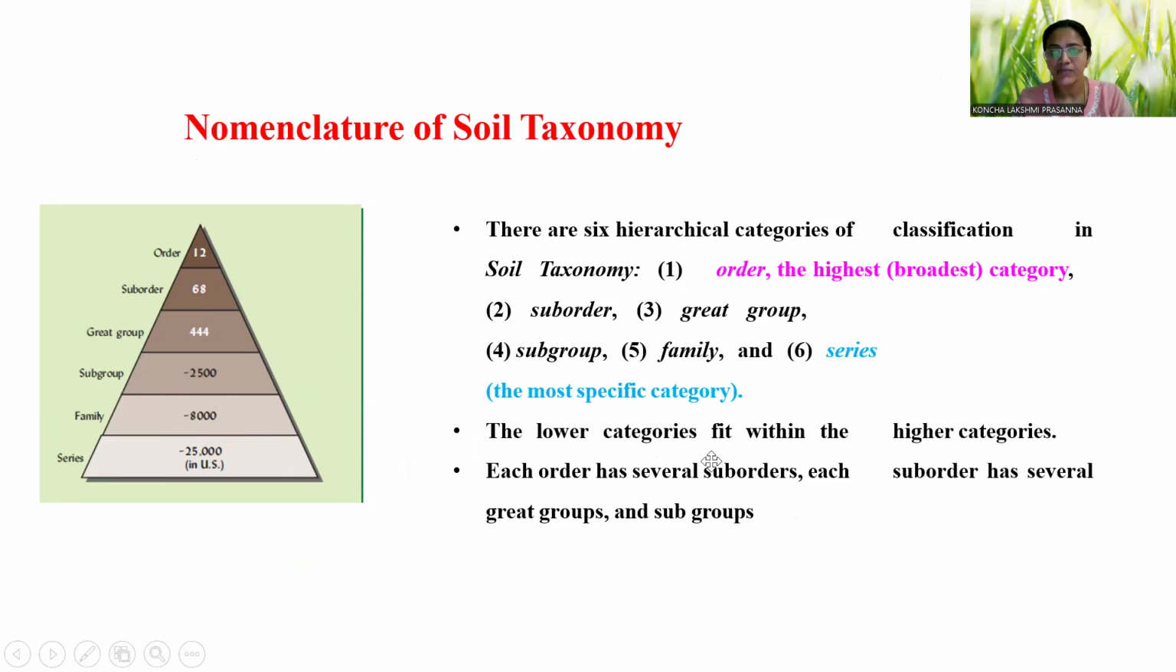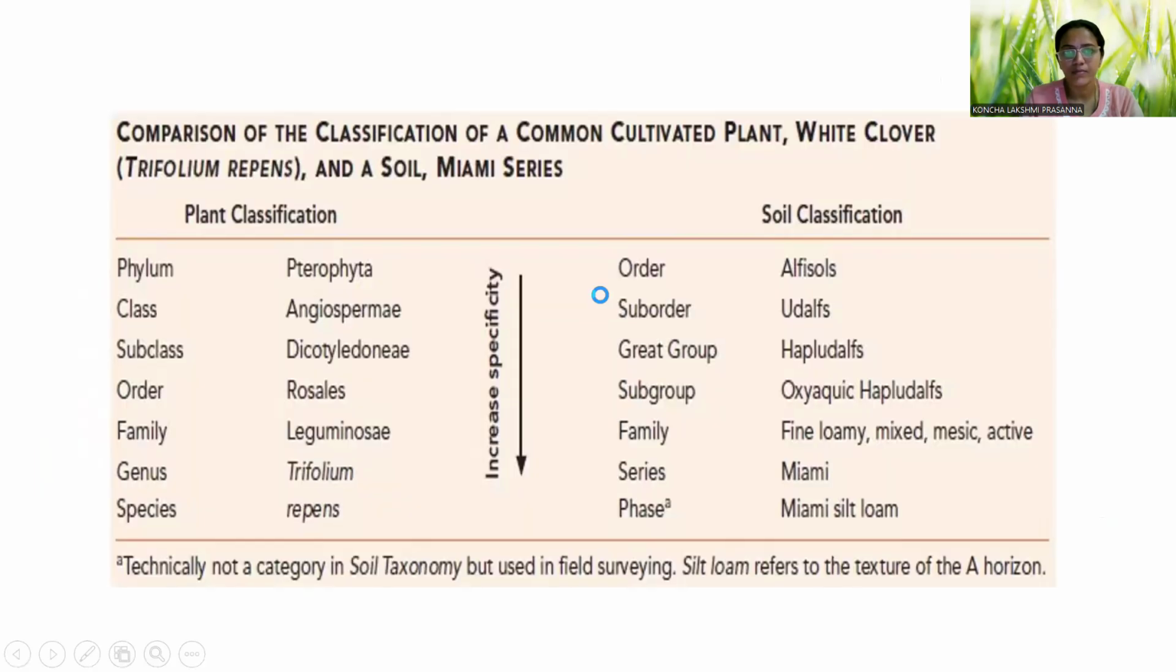The lower categories fit within the higher categories. Each order has several suborders. Each suborder has several great groups and subgroups. So like plant classification and animal classification, soils are also classified.